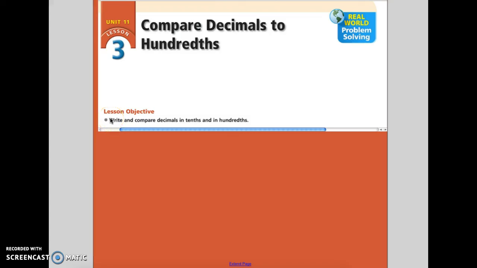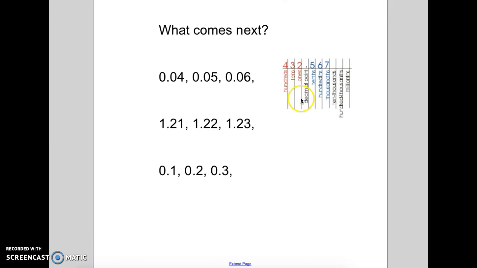This is Mrs. Naslund, and today we'll be doing Unit 11, Lesson 3, Compare Decimals to the Hundredths. Our learning objective for today is I can write and compare decimals in tenths and hundredths. So, the first thing I'm going to have us do is we're going to review our place value.